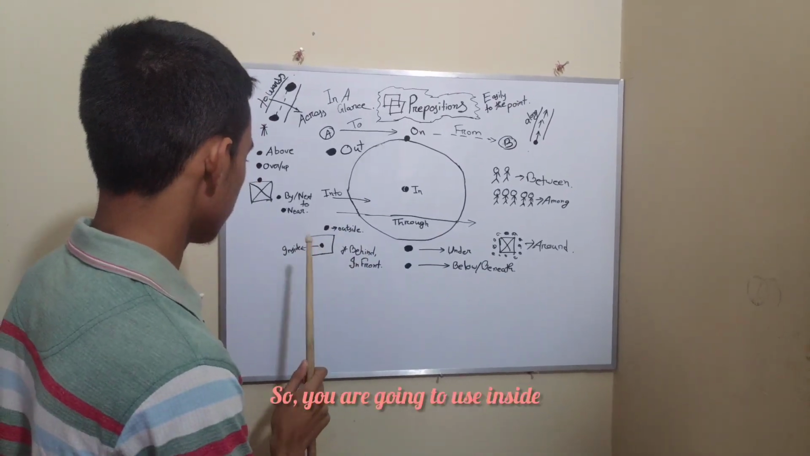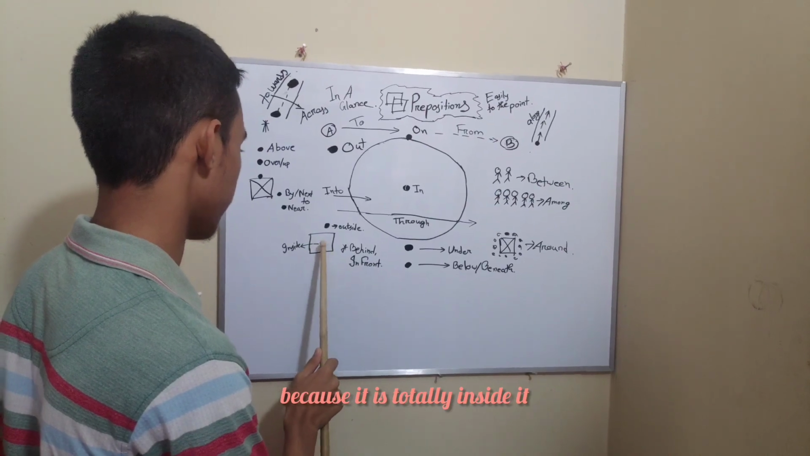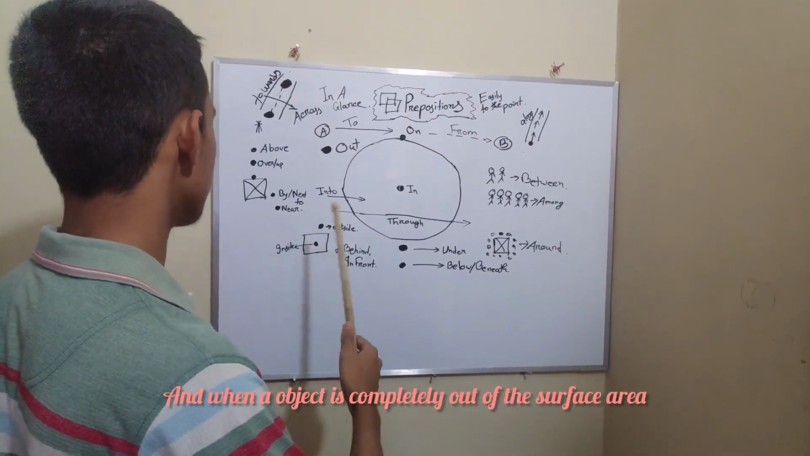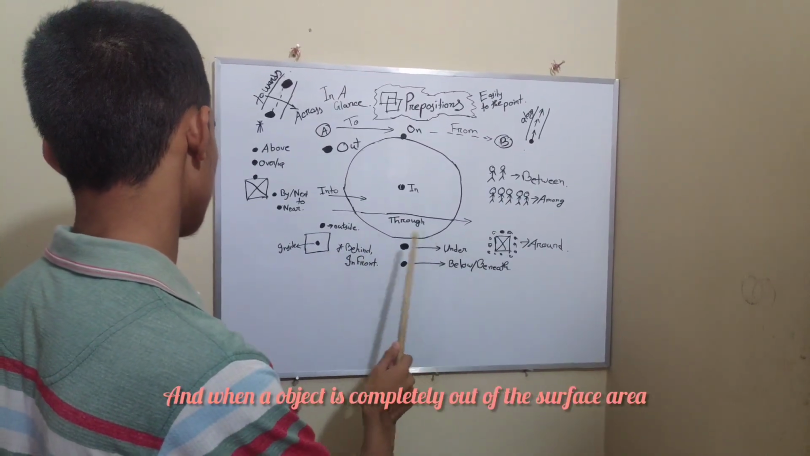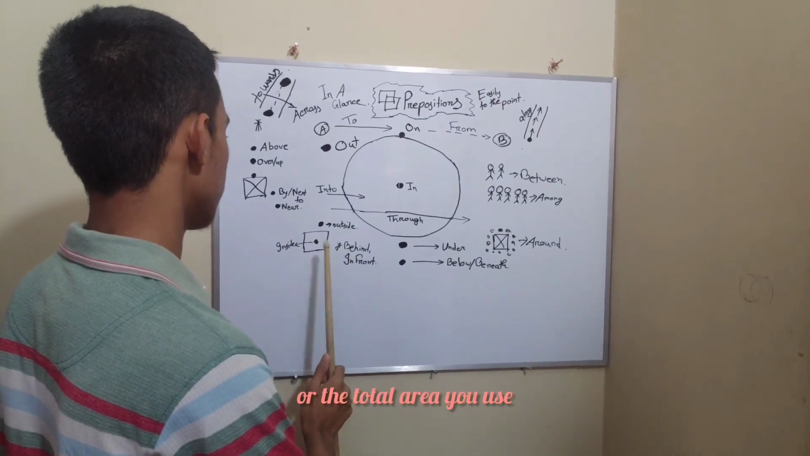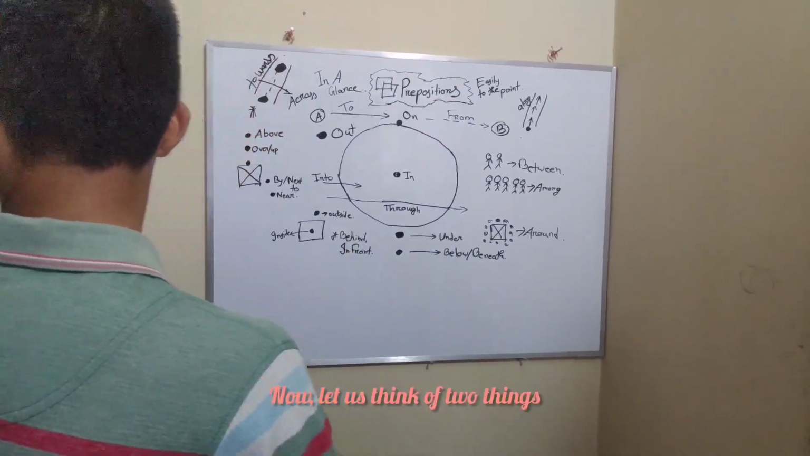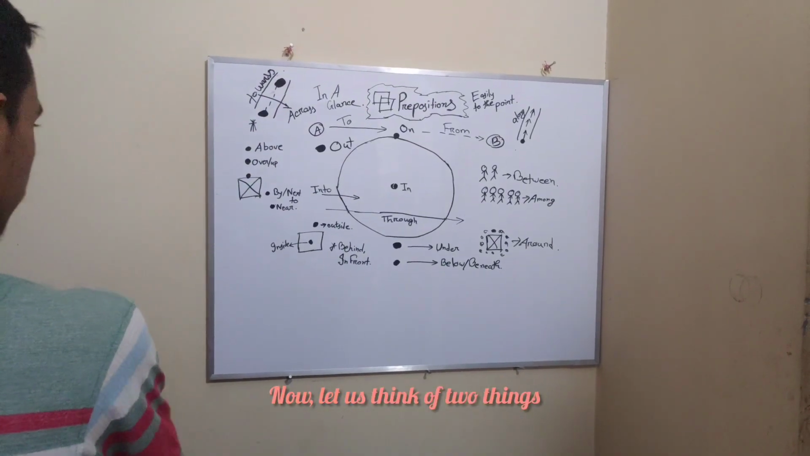So you are going to use inside, because it's totally inside. And when the object is completely out of the surface area or the total area, you use outside. Now let's think of two things.